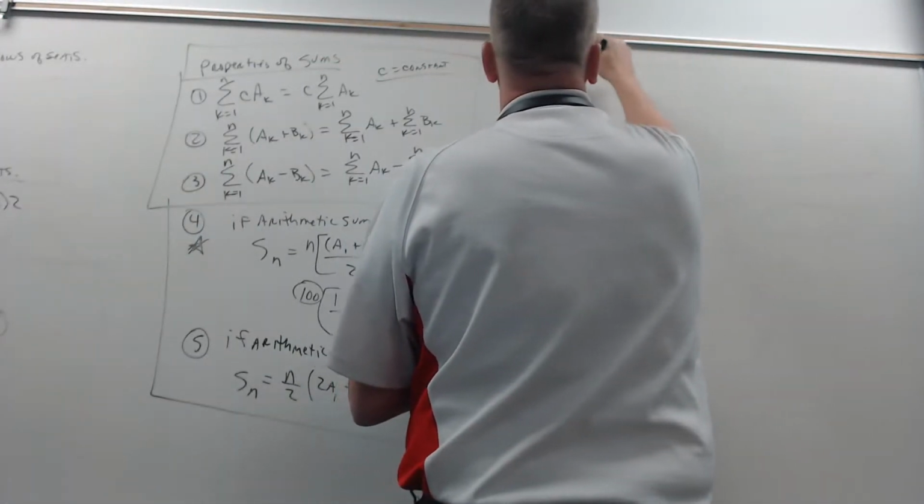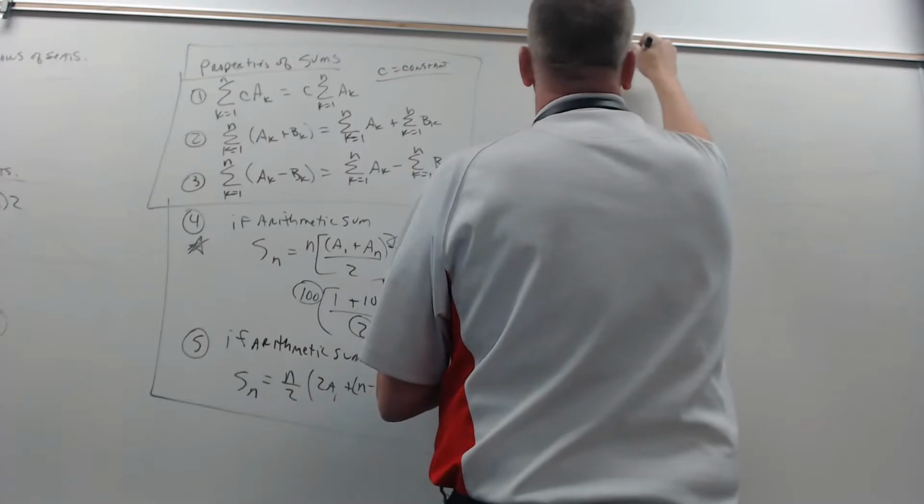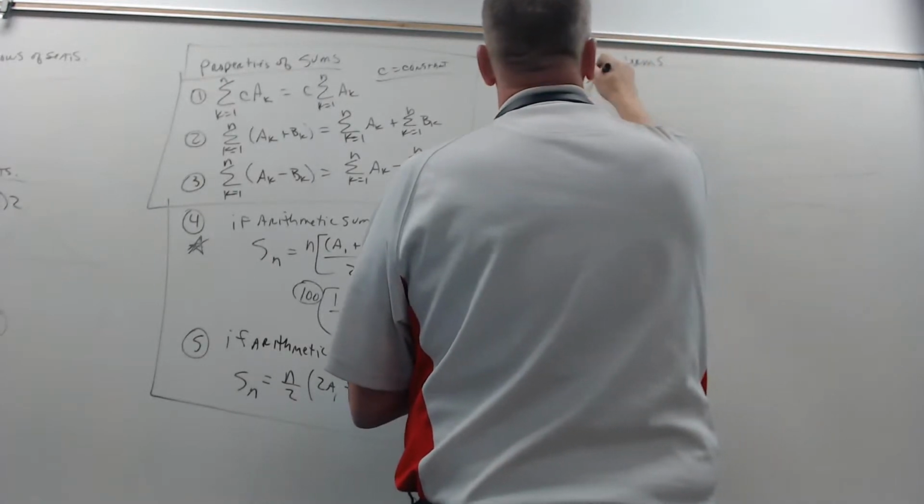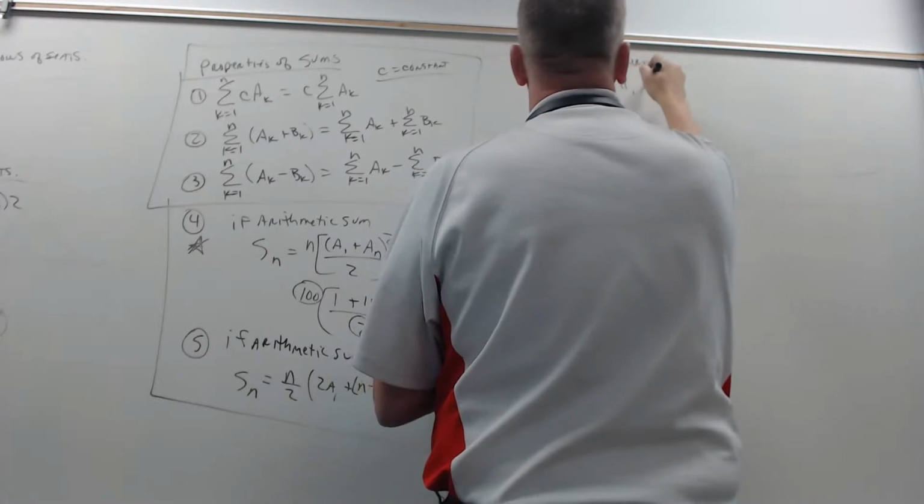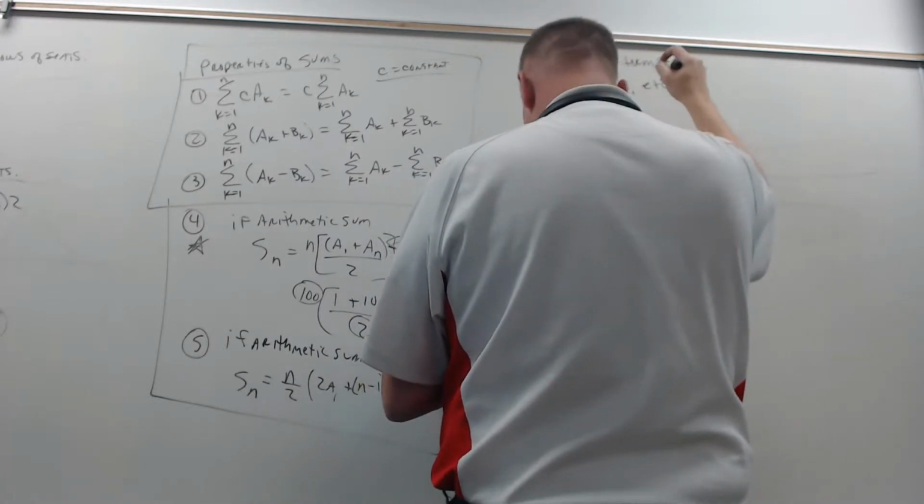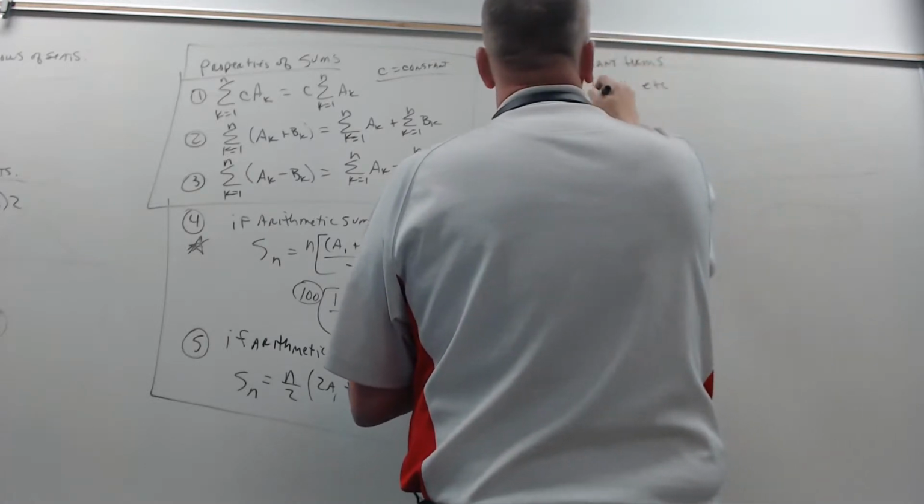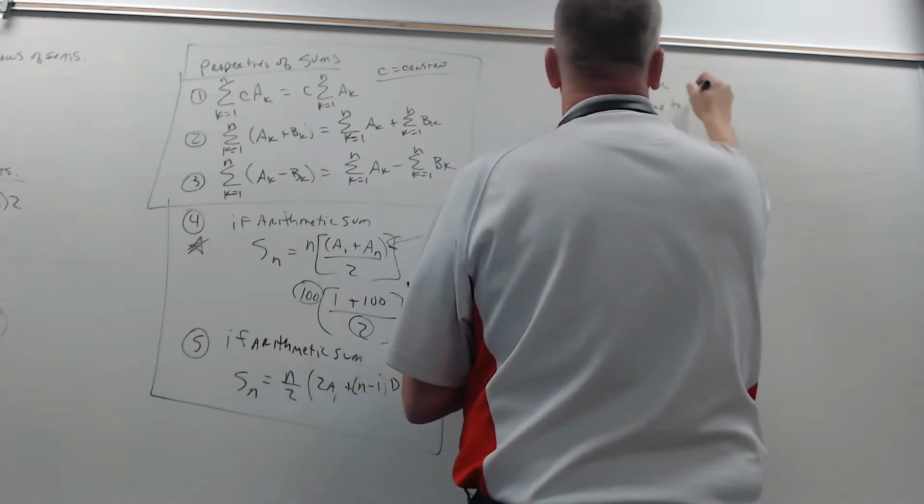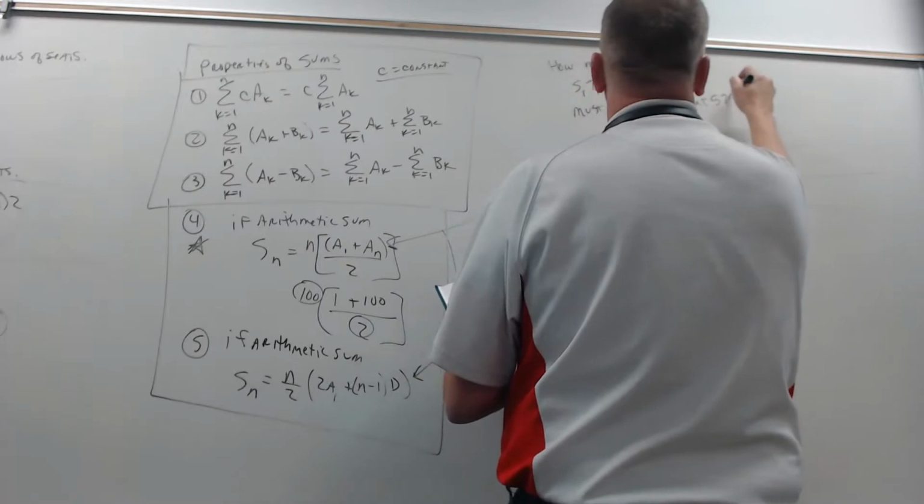How many terms for the sequence 5, 7, 9, 11, etc. must be added to get 572?